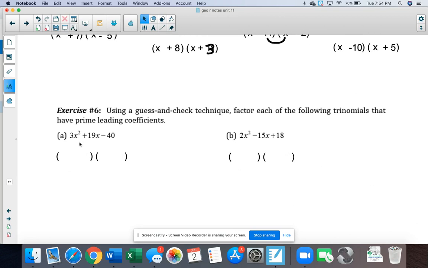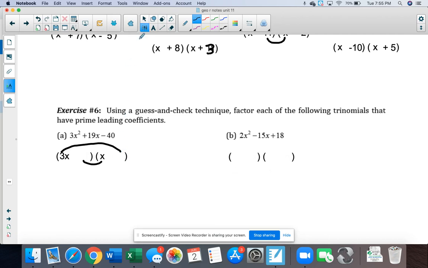Okay? And here are some that have a number in front. They have a leading coefficient, so I have to be careful on these. The only way I'm going to get 3x squared is if I have 3x times x. Now you have to be careful because I have to come up with the factors that multiply to 40 and add up to 19. But whatever number you put in this spot right here is technically being multiplied by 3. Because when I am FOILing, right, the number that goes here is getting multiplied by 3. So you have to be super careful.